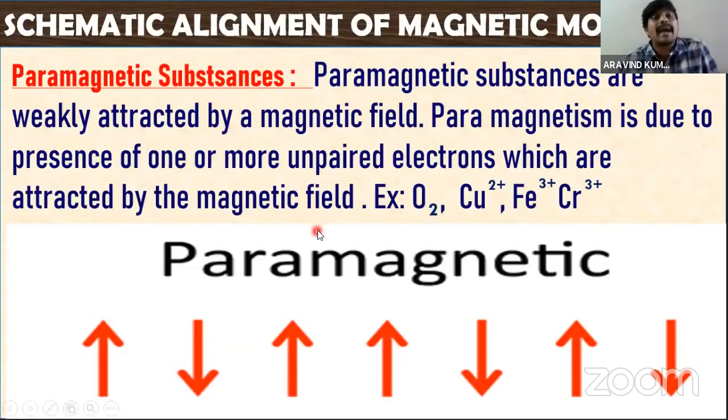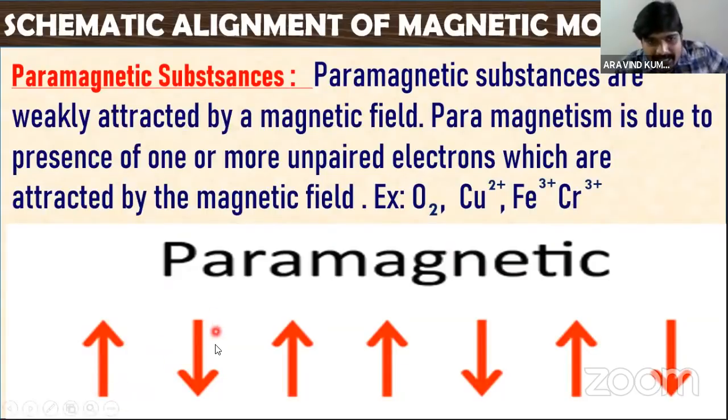Now again, paramagnetic substances examples you have studied in chemical bonding. Oxygen, in anti-bonding molecular orbital, 2 unpaired electrons are there, right? Because of that, oxygen is a paramagnetic. We have studied in molecular orbital theory in chemical bonding. Now in addition to the oxygen, Cu+2 ion, Fe+3 ion, Cr+3 ion will all exhibit paramagnetism.